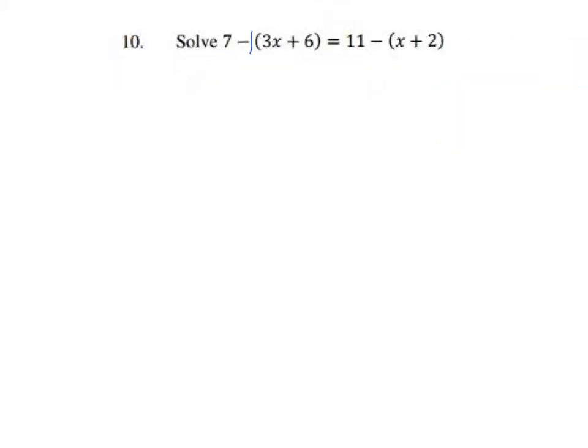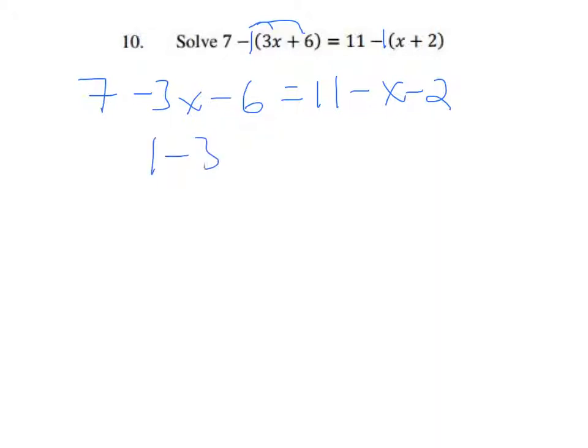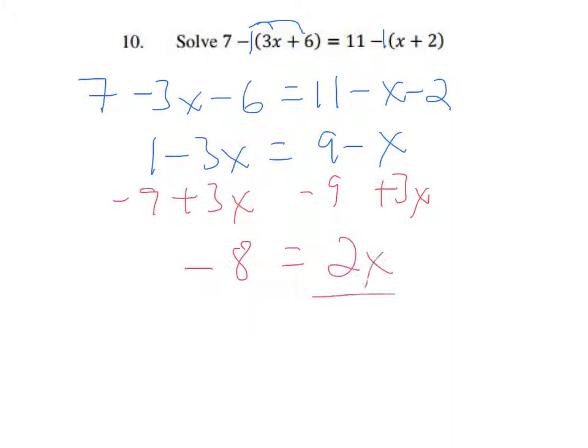Question. There's a -1 in front of that parenthesis. That's what you distribute. So 7 minus 3x minus 6 equals 11 minus x minus 2. Combine like terms first. So 7 minus 6 is 1. 11 minus 2 is 9. And now you want to get the x's on the same side, the constants on the other. So I'm going to choose to subtract 9 and add 3x. So that gives me -8 equals 2x, divided by 2, divided by 2. x equals -4.